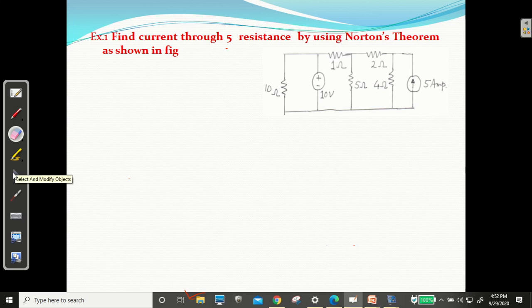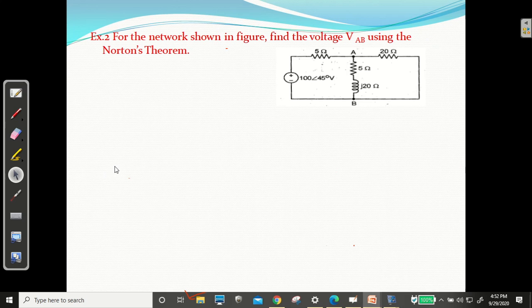Okay, one more problem I am going to solve. For the network shown in figure, find the voltage VAB using Norton's theorem. यूजिंग नॉर्टन्स थ्योरम वोल्टेज निकालना है. ठीक है, I into R, I into Z. ओके, सो पहला काम क्या करना है आपको?